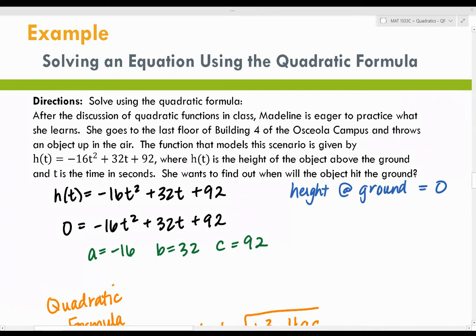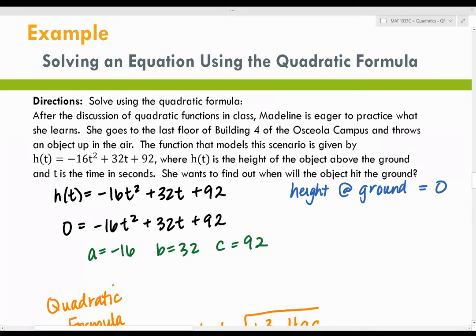It says, after the discussion of quadratic functions in class, Madeline is eager to practice what she learns. She goes to the last floor of Building 4 of the Osceola campus and throws an object up in the air. The function that models this scenario is given by h of t equals negative 16t squared plus 32t plus 92, where h of t is the height of the object above the ground and t is the time in seconds. She wants to find out when the object will hit the ground.